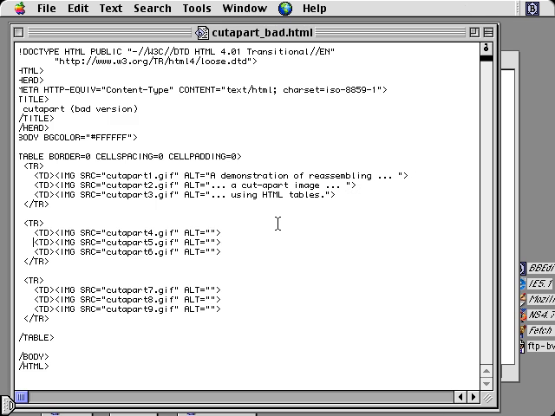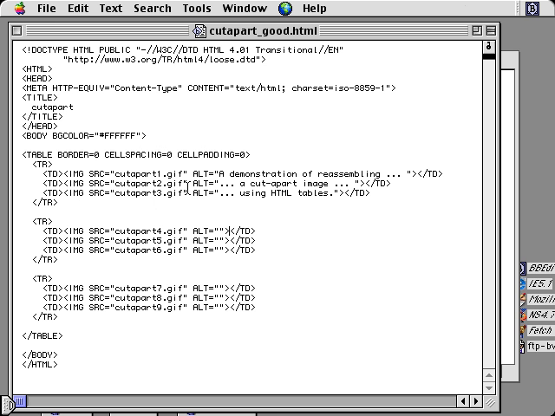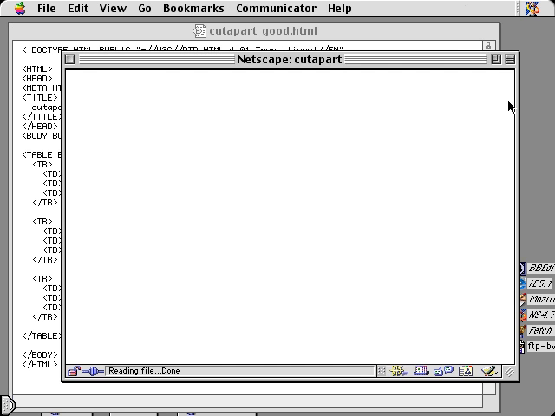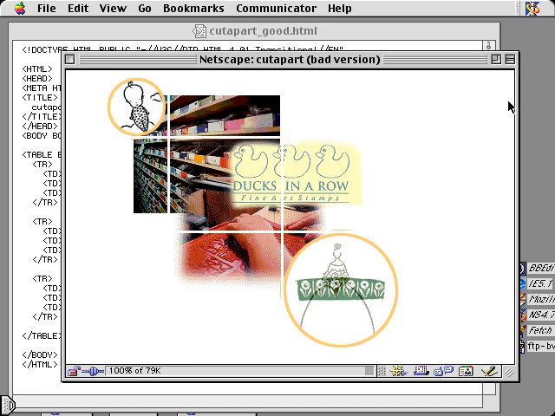So the lesson here is when assembling images like this, and this is a very common use of tables, it's a very good idea to have your end tag right up against the end of the image and your begin tag right up against the beginning of the image. And that way you can have this result instead of this result.